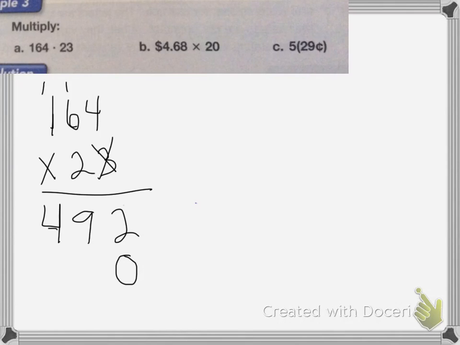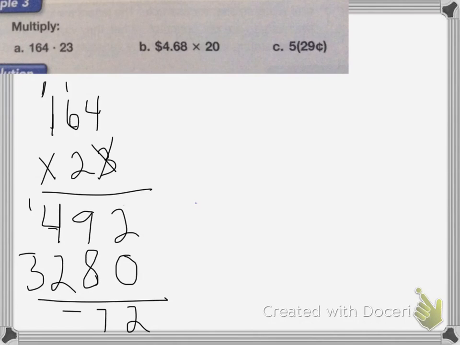So, 2 times 4 is 8. 2 times 6 is 12, carry the 1. 2 times 1 is 2, plus 1 is 3. Okay. I'm going to add those together. 2 plus 0 is 2. 9 plus 8 is 17, carry the 1. 4 plus 3 is 7, and then my 3. So my answer is 3,772.